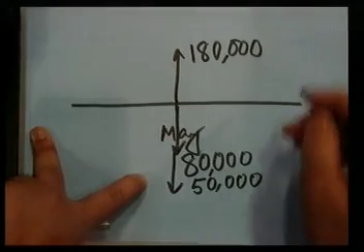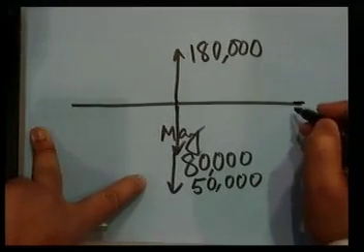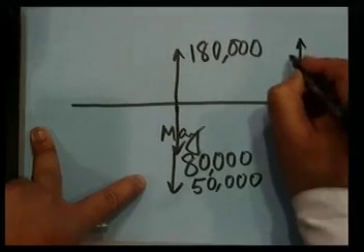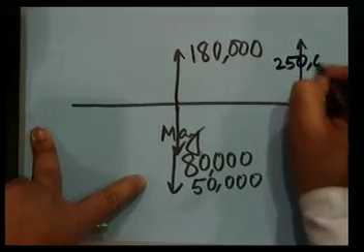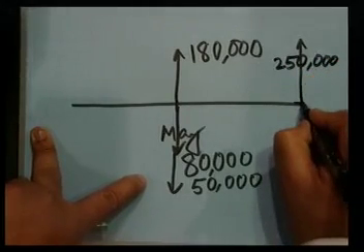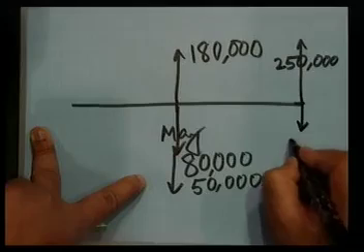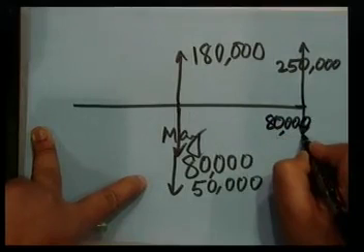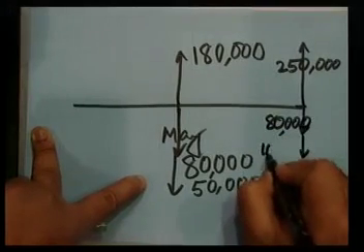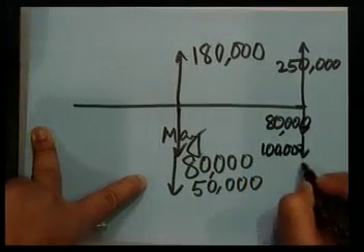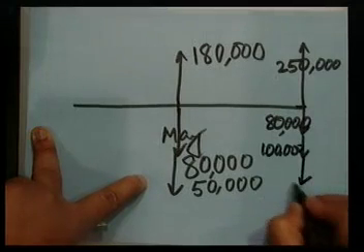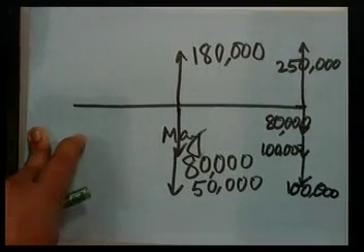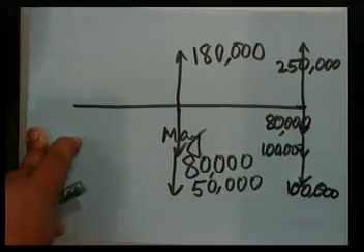Okay, for the month of June, now I will draw. June 6th, I have received 250,000 and I am disbursing 80,000 here, another 100,000 and another 100,000, right? For the month of June also it is clear?